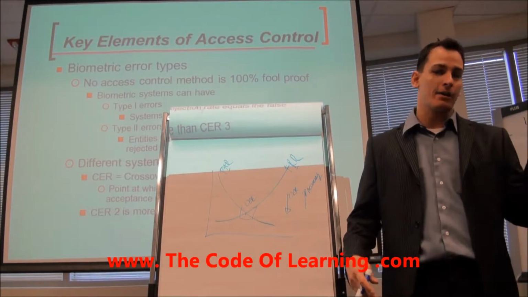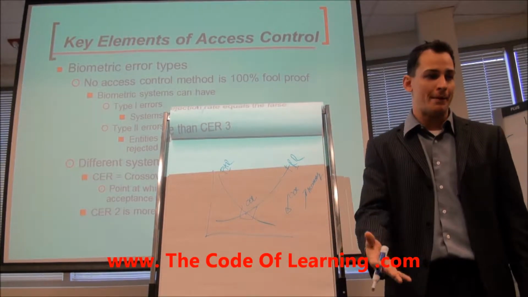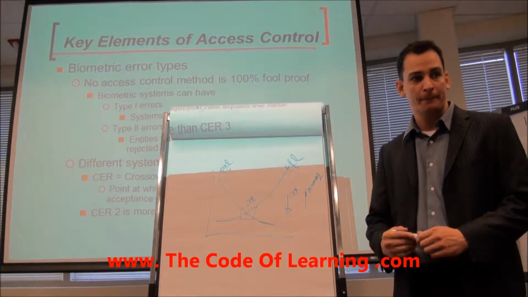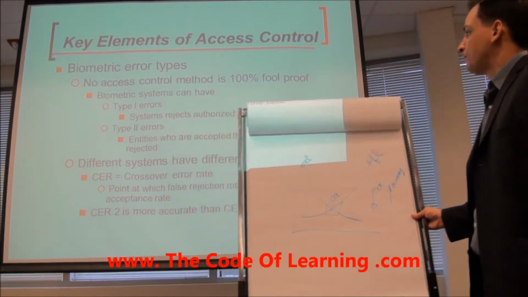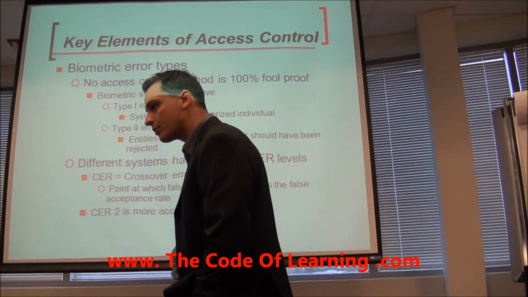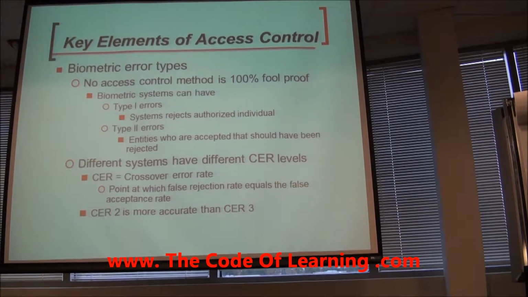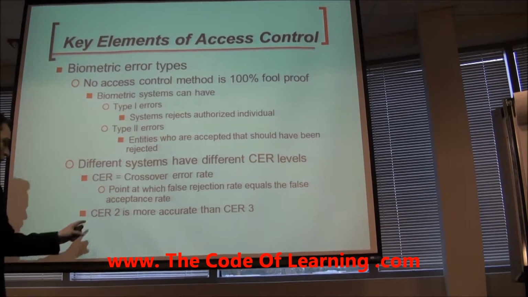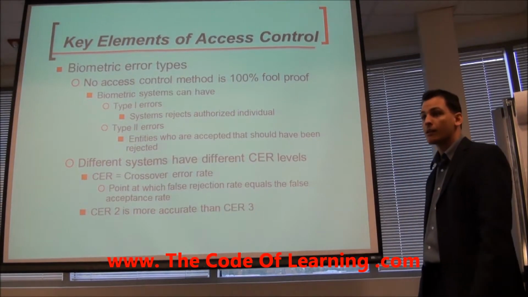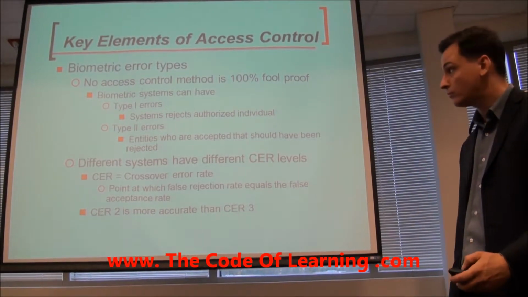So it will matter to you guys if you're ever in a sales meeting with somebody who is trying to sell you biometric equipment. They will brag about their CER numbers and their false accepting and false rejecting. So the lower the CER, the higher the accuracy. So a CER of 2 is more accurate than a CER of 3. You guys with me, Sam?